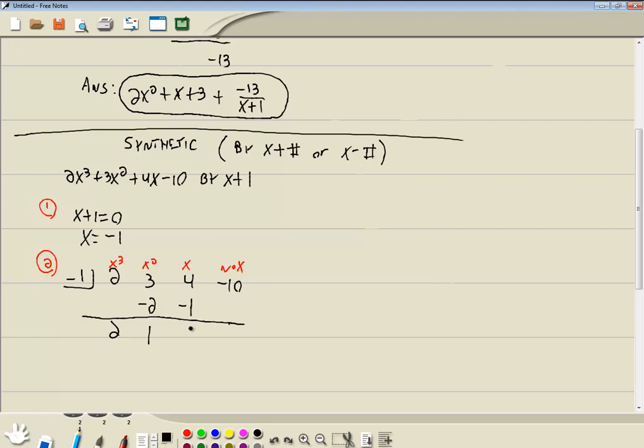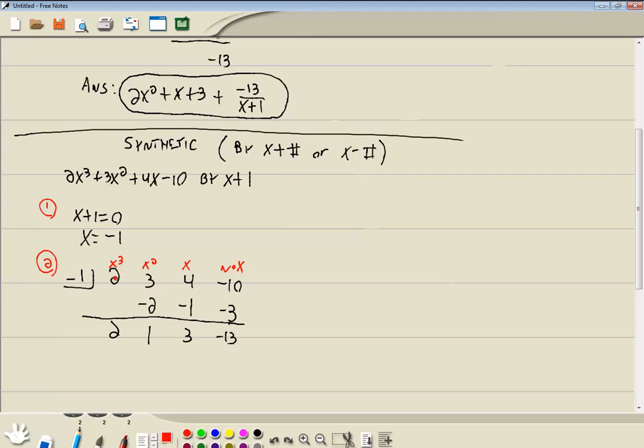Then we want to add. 4 minus 1 is 3. Then we want to multiply. You always multiply the number in the box by the number you just put down there. Negative 1 times 3 is negative 3. And then we want to add. Negative 10 plus negative 3 is negative 13.